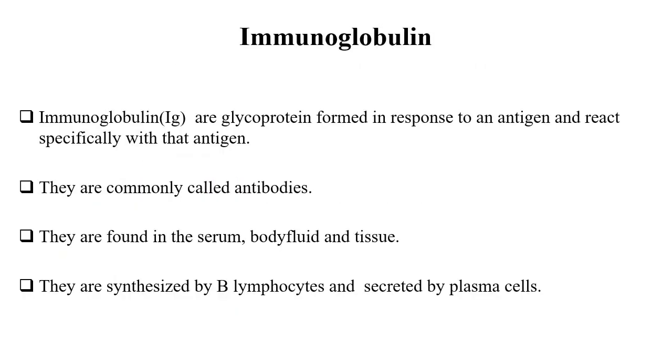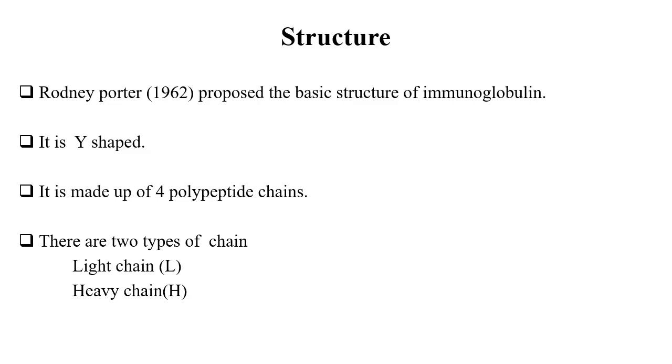Immunoglobulins are glycoproteins formed in response to an antigen, and they react specifically with that antigen. They are commonly called antibodies. They are found in serum, body fluid and tissues. They are synthesized by B lymphocytes and secreted by plasma cells.